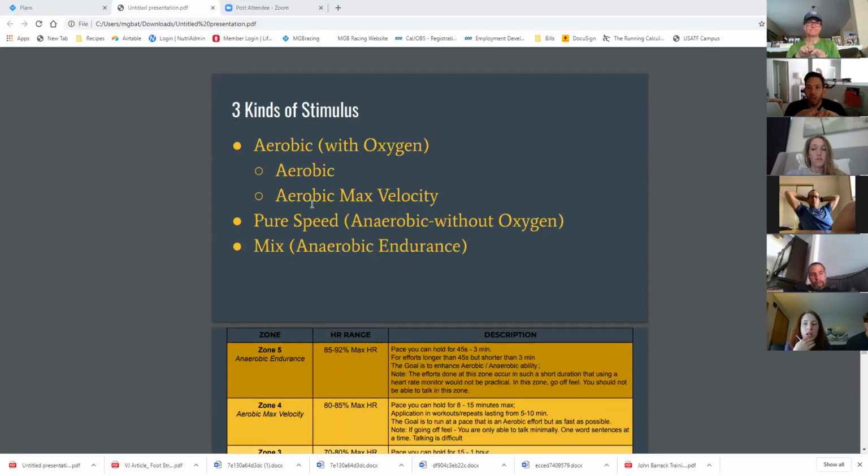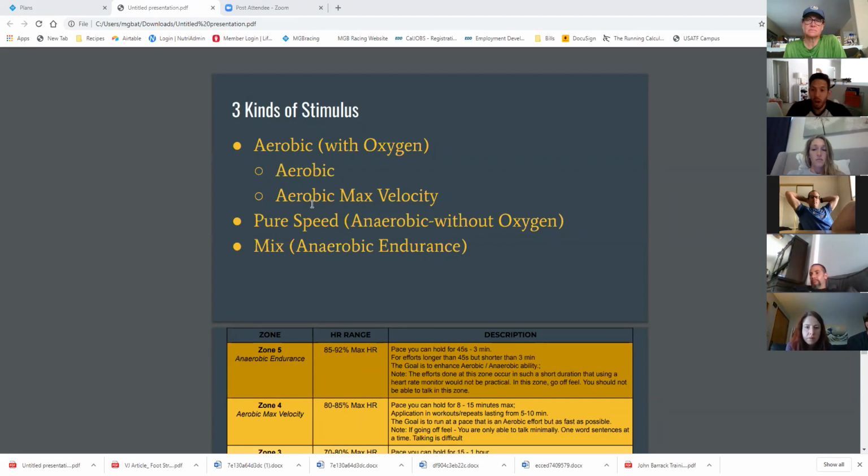But when you do that, you're not going to be able to hold it for very long because anaerobic muscles don't last long. So let's go over that. Next, we're going over pure speed. Now, pure speed is anaerobic. That means without oxygen. Those are exercises that are done in 45 seconds or less. Okay, so this is pure speed work.